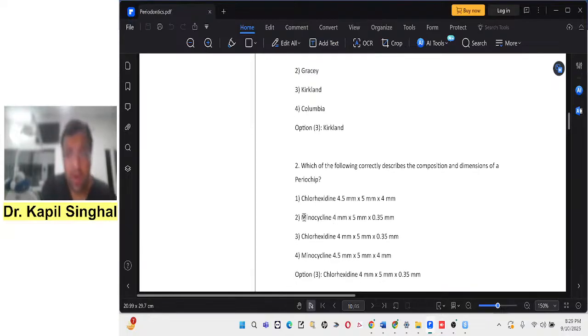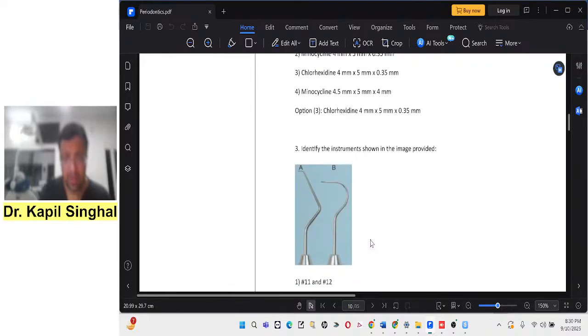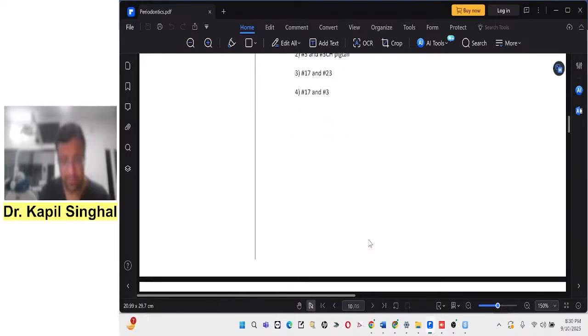Which of the following correctly describes the dimensions of PerioChip and its composition? PerioChip is basically chlorhexidine and the size is 4 into 5 into 0.35 mm. So the answer here would be 3. Already done this question.